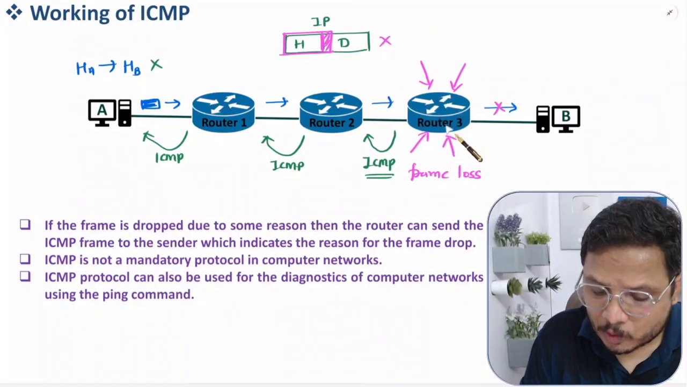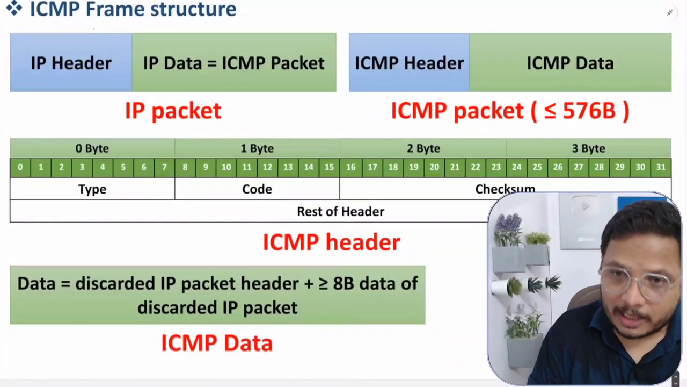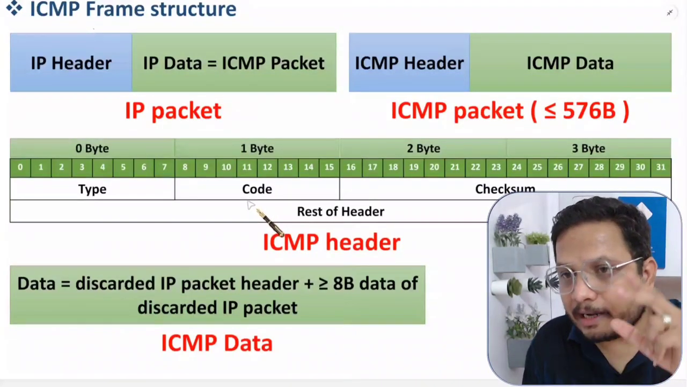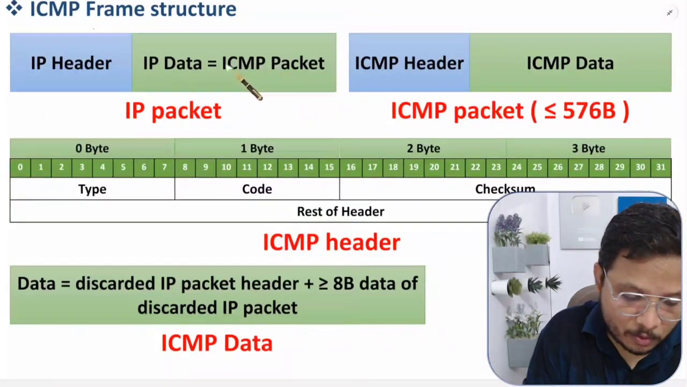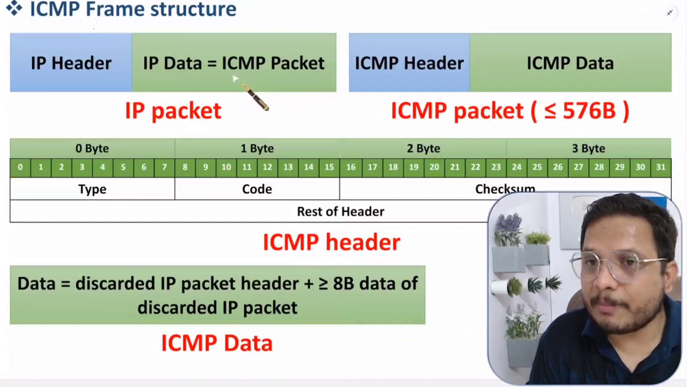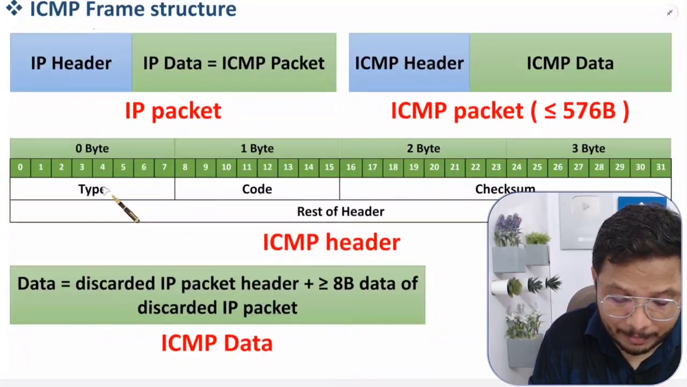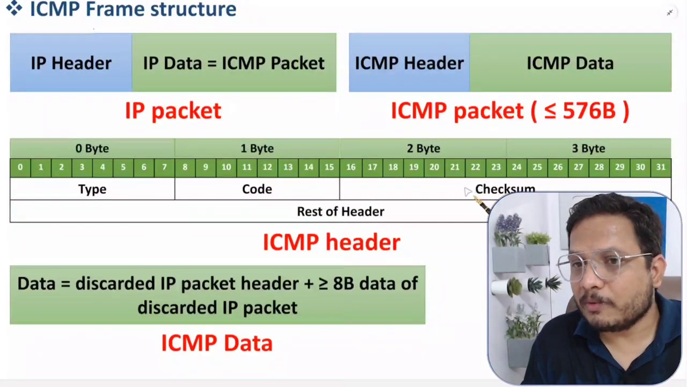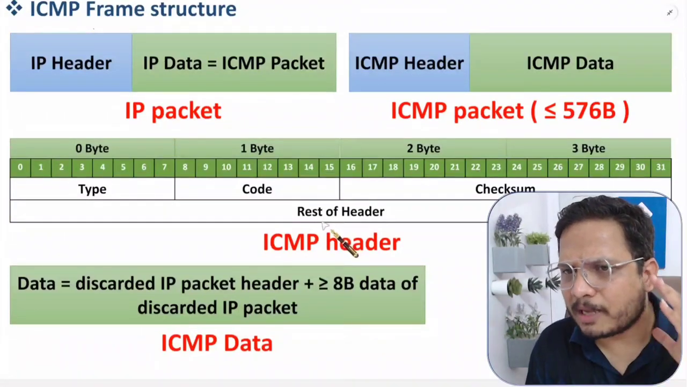And there can be so many reasons for frame drop. In the ICMP frame structure, in the ICMP header, the type and code fields define the reason behind the frame drop. So you should know that in the IP packet, ICMP is implemented. In an IP packet, there is an IP header and IP data. Within the IP data, we have the ICMP packet. In the ICMP packet, we have an ICMP header and ICMP data. The ICMP header has the type and code fields that define the reason behind the frame drop, and the checksum tells you whether there is an error or not. The rest of the header is not used and is usually zero in the majority of cases.